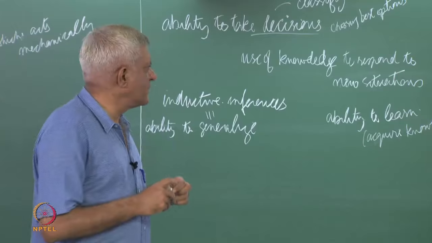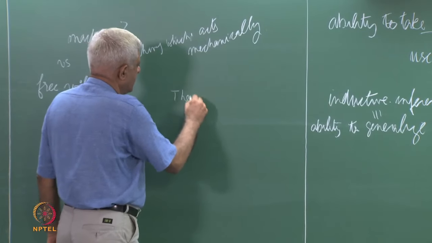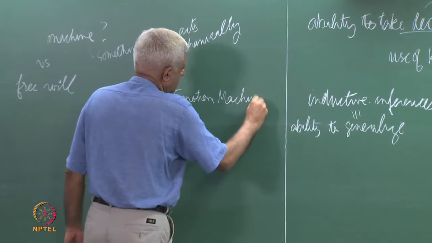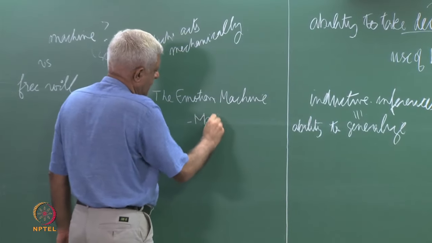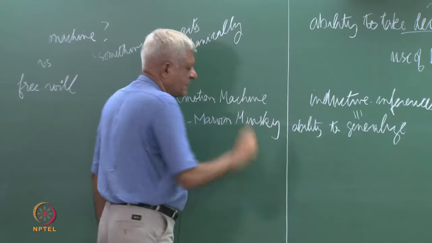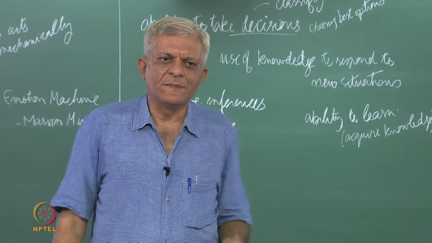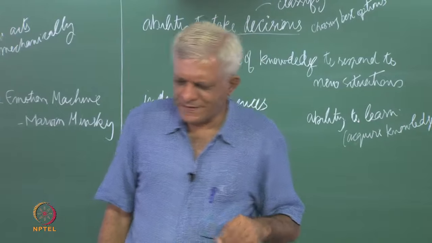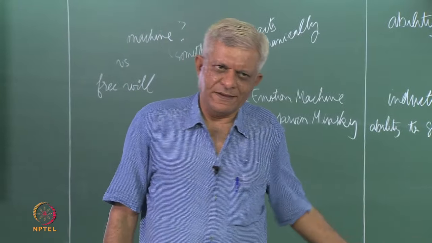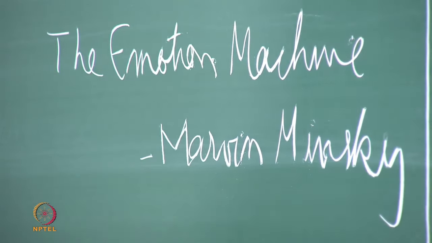So I will point you to a book. It is called The Emotion Machine, and it is written by a guy called Marvin Minsky. Marvin Minsky was also one of the founders of AI. As we will see in the history of AI as we go along, he founded the MIT AI lab along with John McCarthy, and in the last 5 or 6 years he has written this book called The Emotion Machine.